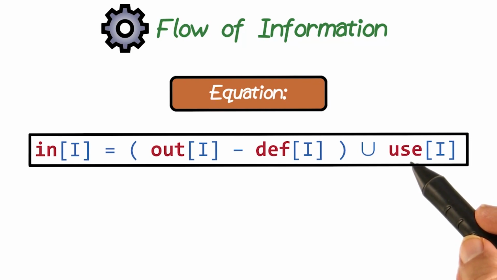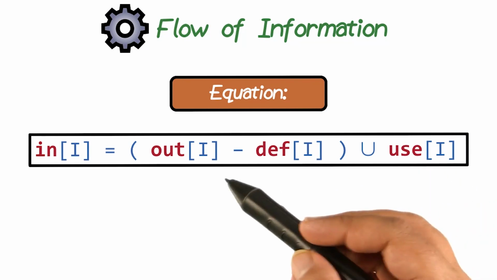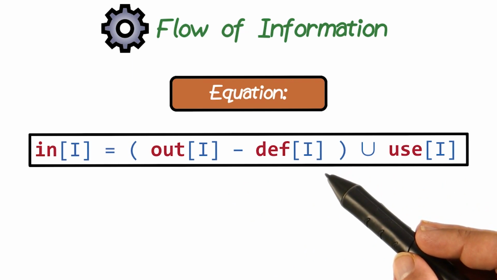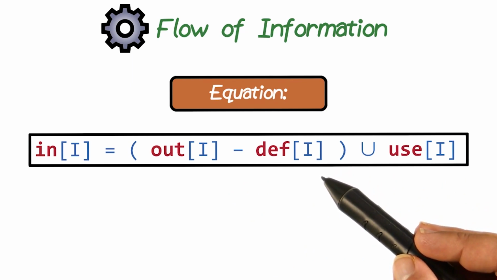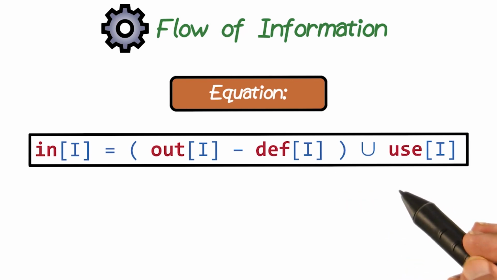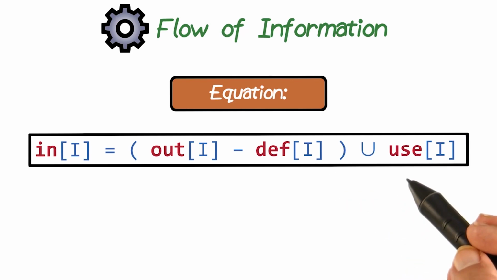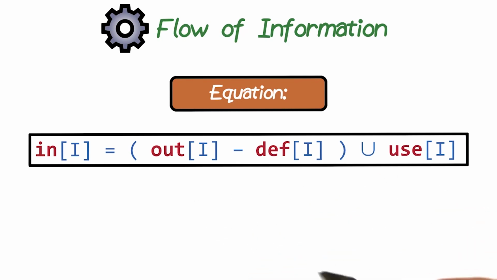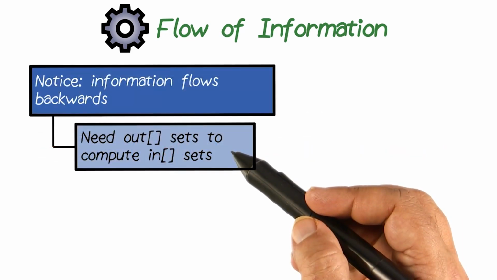set of variables which are live before an instruction using the same set after the instruction, and by subtracting from that set the ones which are defined in that instruction and adding to that set the ones which are being used in that instruction. So keep this equation in mind, and let's now see how to proceed further from here. Remember, this flow of information is backwards.